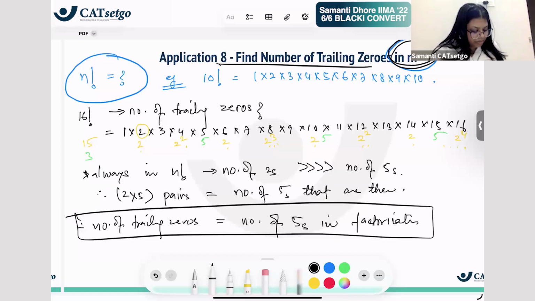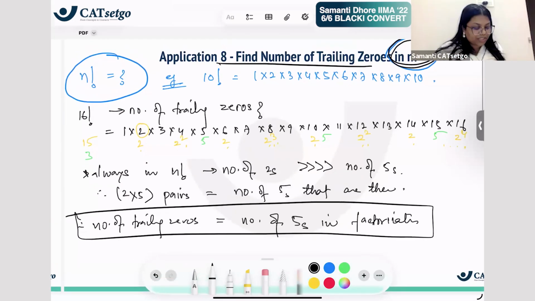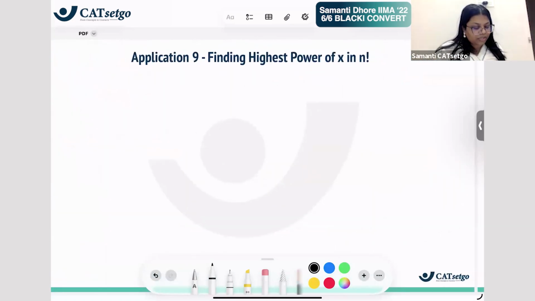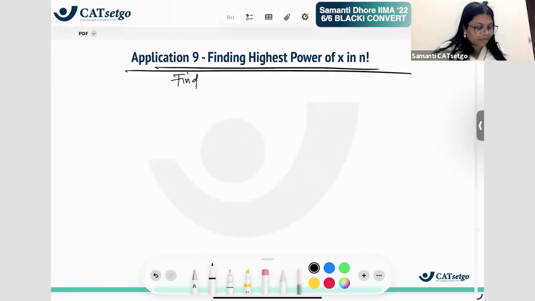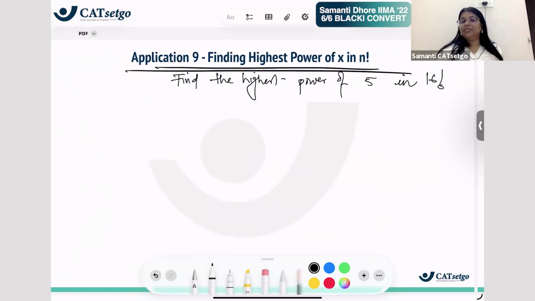So now the question becomes, did you understand this? Okay. So the number of trailing zeros will be dependent on the number of 5's that are there. So now the question changes. The question becomes, you have to find the highest power of 5 in 16 factorial. This is what the question becomes.